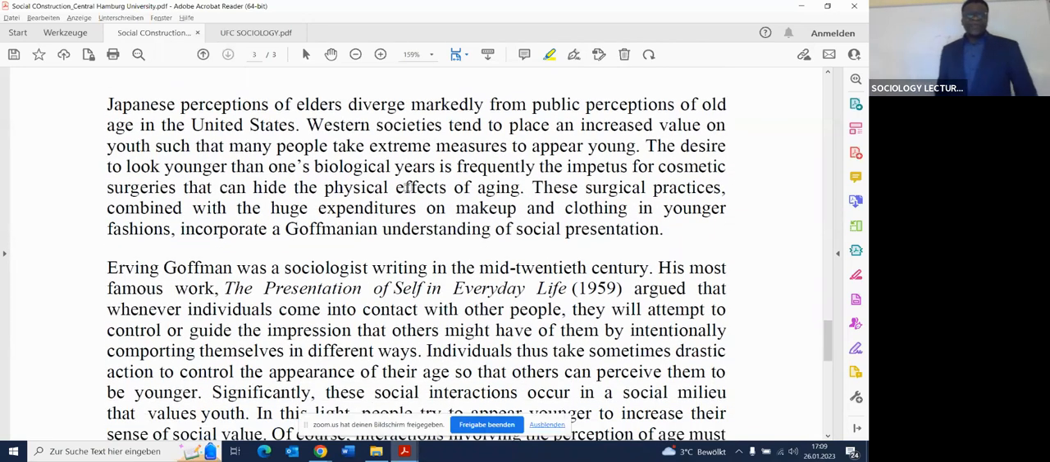Japanese perceptions of elders diverge markedly from public perceptions of old age in the United States. Okay, we've done that. Western societies tend to place an increased value on youth, such that many people take extreme measures to appear young. The desire to look younger than one's biological years is frequently the impetus for cosmetic surgeries that can hide the physical effects of aging.